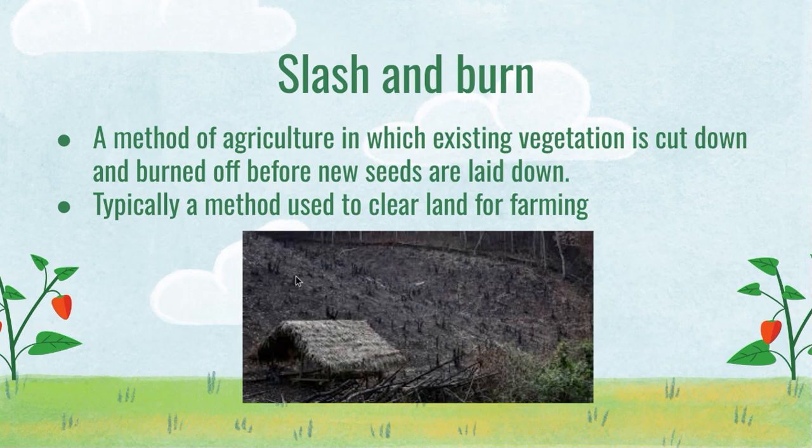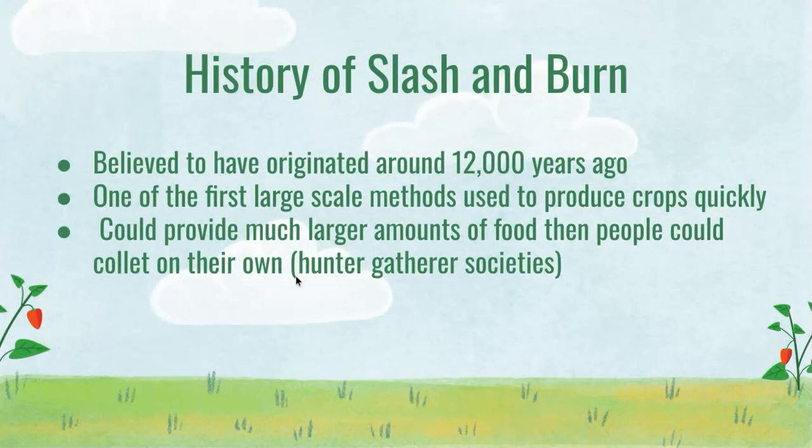What is the technique slash and burn? This is a technique that involves cutting down existing vegetation and burning it in order to create way for new crops and vegetation. This technique is much older than you may think.